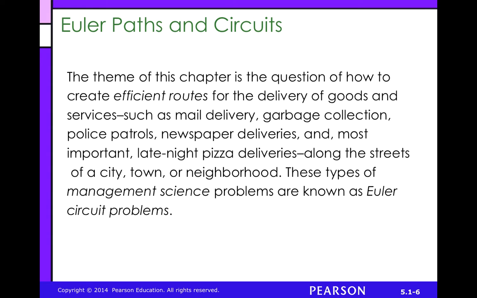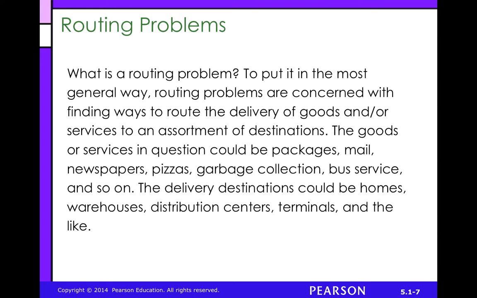So the theme of this chapter is the question of how to create efficient routes for the delivery of goods and services. So think of mail delivery, garbage collection is a big one, right? Garbage companies are always wondering, is there a more efficient way to route our trucks? Police patrols, newspaper deliveries, etc. These types of management science problems are known as Euler circuit problems for reasons that will become clear as we move throughout the chapter.